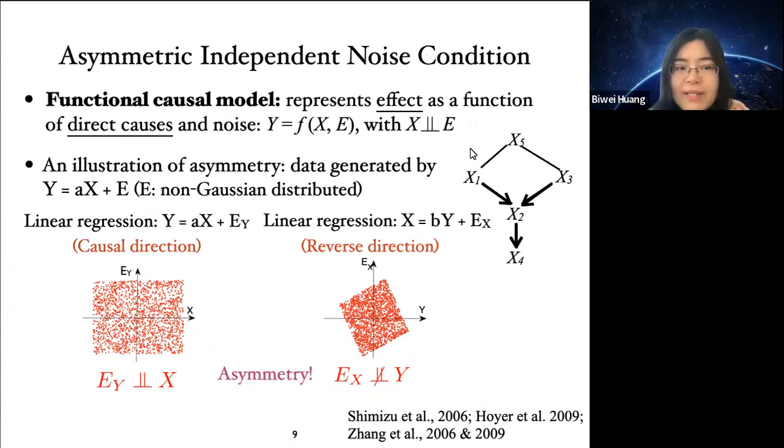Then for the previous example, we can make use of such asymmetric independence to identify the causal direction that is undetermined with conditional independence tests. But we should notice that in a linear system, the asymmetry relies on the non-Gaussian noise. If the data is jointly Gaussian, then we don't have such asymmetry. Moreover, if there are no restrictions on the functional class of F, then we also don't have such asymmetry.